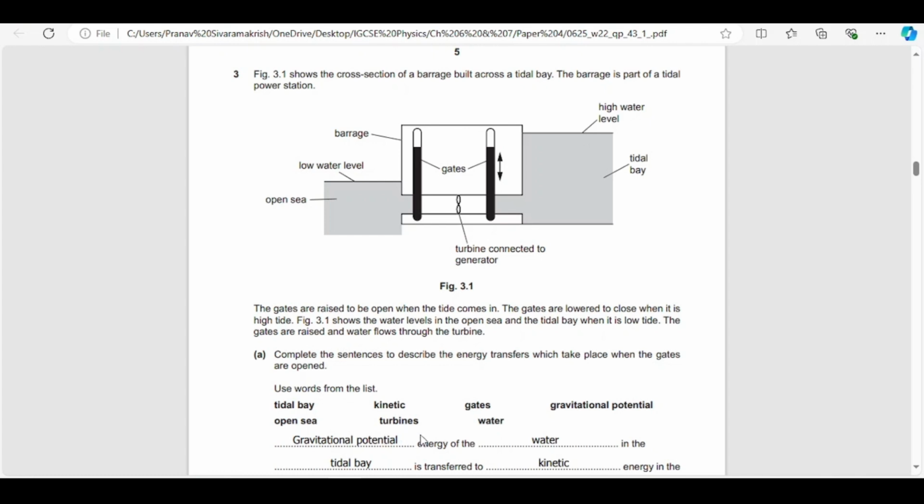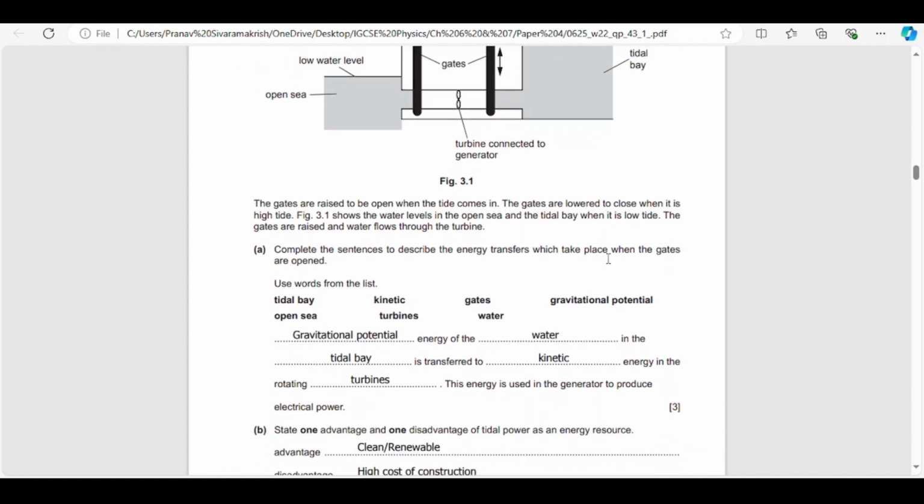So you can say the gravitational potential energy of the water in the tidal bay, because the water level in the tidal bay is higher than the water level in the open sea. It is the water in the tidal bay that will have the gravitational potential energy, and it's the water that will have the energy, nothing else, not the gates, not the open sea. So it goes from the tidal bay and is transferred to kinetic energy in the rotating turbines. Kinetic energy and then rotating gives you the clue that turbines is what you're after.